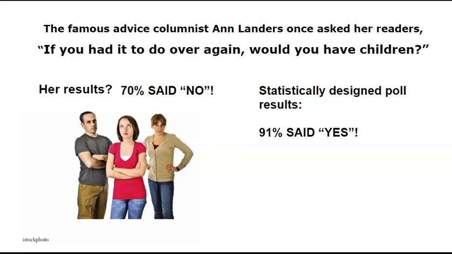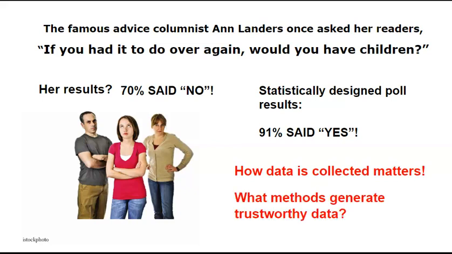Very extremely different results. Why so different? Well, Ann Landers didn't ask a randomly selected cross-section of the population. She just asked people to write in. Well, who were the ones that wrote in? The ones that were upset with their children. The ones that were happy didn't bother to answer the poll. So this was not a good representation of the overall population. So how data is collected matters. And we're going to be studying what methods generate trustworthy data and which ones don't.